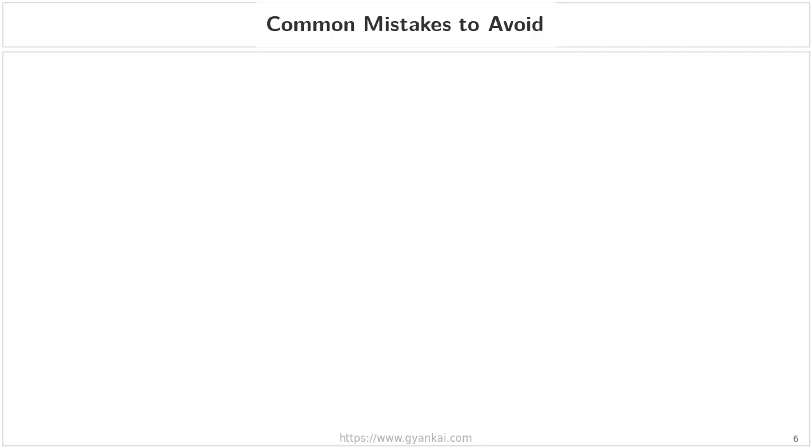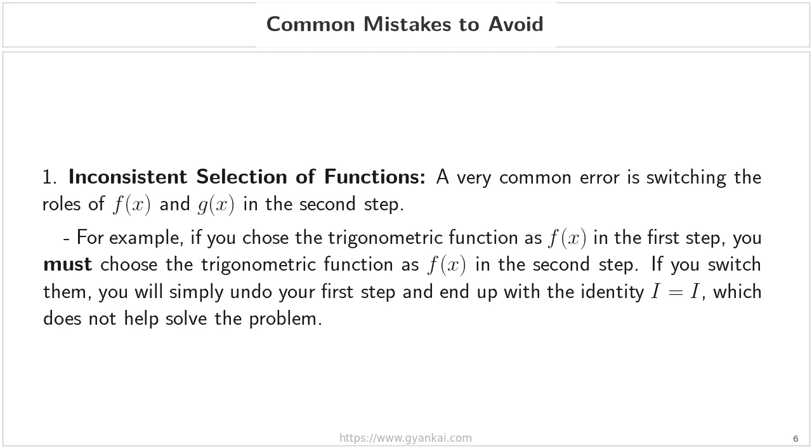Okay, let's move on to slide 6. This slide highlights some common pitfalls students often encounter when tackling recurring integrals, so pay close attention. 1. Inconsistent selection of functions. A very frequent mistake is changing which function you designate as f(x) and which is g(x) when you perform the second integration by parts.